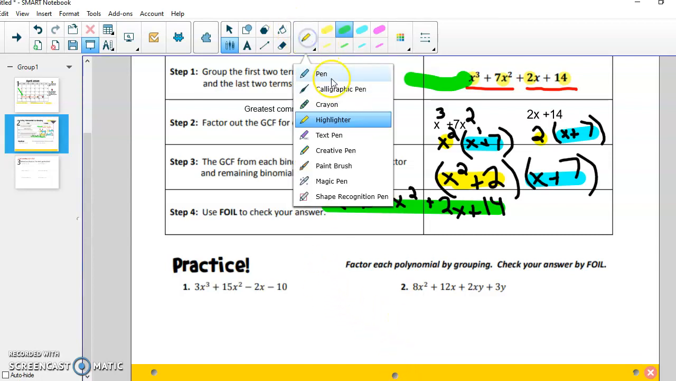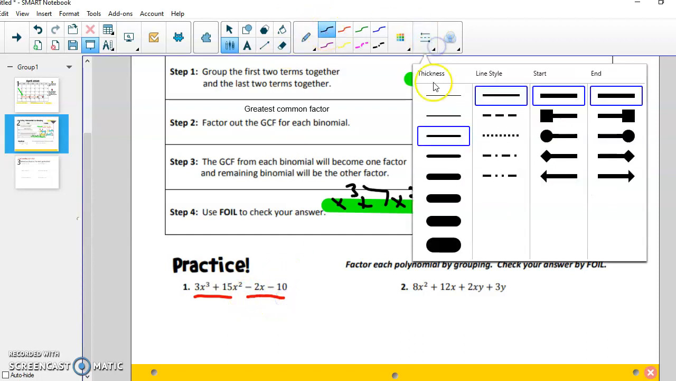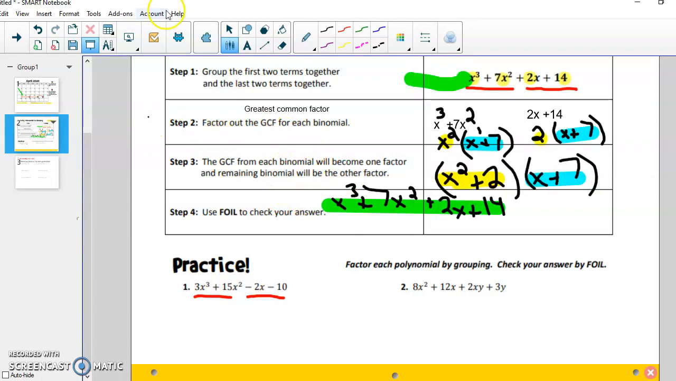And let's start off with my 3x cubed plus 15x squared minus 2x minus 10. So I know the first thing I need to do is group my terms together. My first binomial, these two are together, and the negative 2x minus 10 are together. Now I know my next step is to find and factor out that greatest common factor.